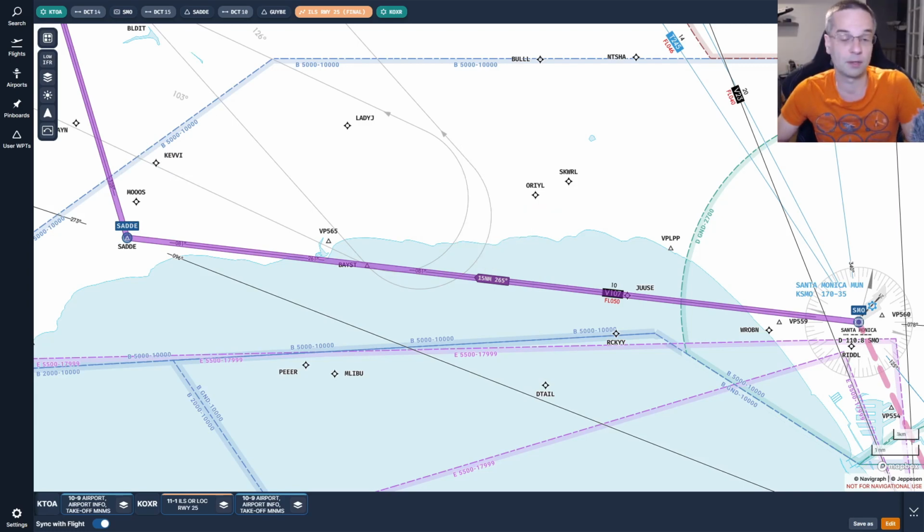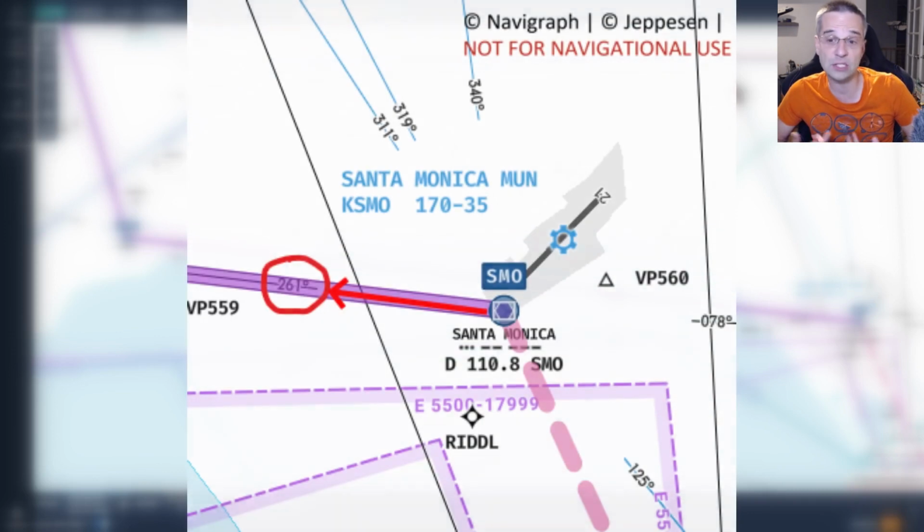Probably the most important bit of information on the airway though is what tells us how to actually stay on it. And if we zoom in on our starting point at Santa Monica, you can see that it's actually telling us we need to fly the 261 course from the Santa Monica VOR to stay on the airway.